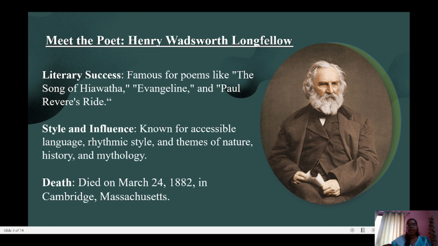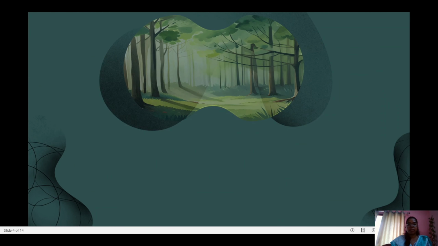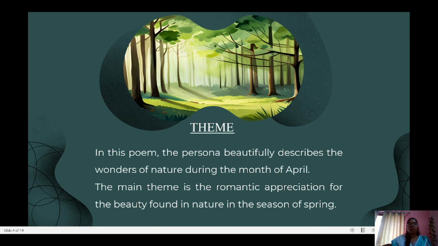So he was known for accessible language, rhythmic style, and themes of nature, the theme that you are also going to find in the poem that we are going to read today, history and mythology. He died on March 24, 1882 in Cambridge, Massachusetts. So this is all you need to know about our poet Henry Wadsworth Longfellow. Now we will move on to the next slide, that is about the theme of our poem.